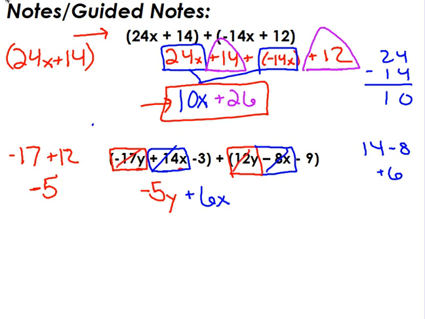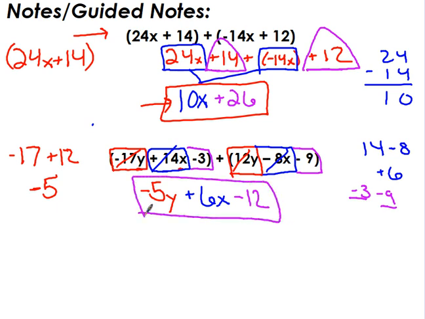And now I get to combine the numbers that don't have a variable, my like terms. Those are called the constants, negative 3 and negative 9. If I was combining negative 3 with negative 9, that's 3 negatives, that's 9 negatives. That gives me a total of 12 negatives. This is simplified. There's nothing else I can do.